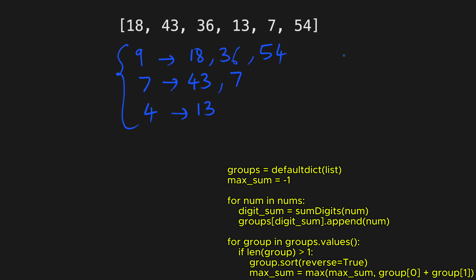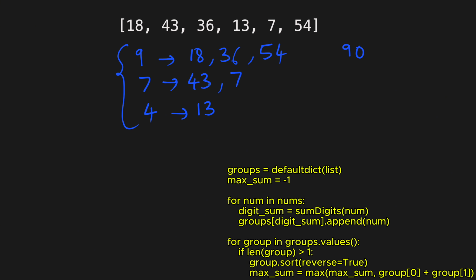So for example, for group 9, we have three elements 18, 36 and 54. So we sort them in descending order and we will get the elements like 54, 36 and 18. So we pick up the first two elements 54 and 36 because they will be the largest and sum them up. So we will get the sum as 90 and we will set it as the maximum value.